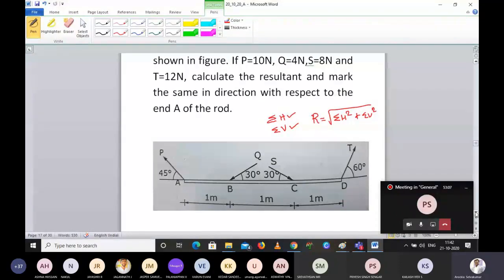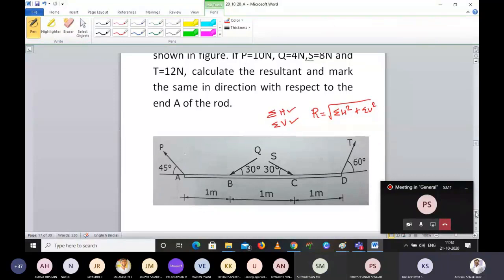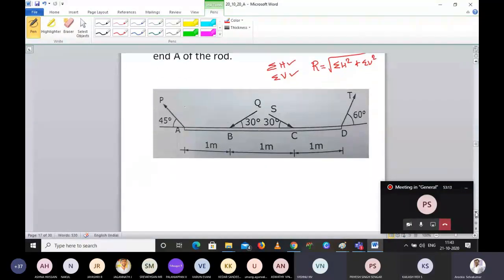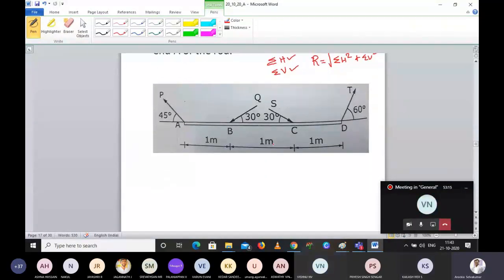Did you solve this problem? No, sir. Yes, sir. Okay, fine. Some are saying no. No problem, we will solve. Anyway, I will explain. See here. Your understanding is more important than completing the syllabus. I already told you. Who is going to help? Yeah, please.